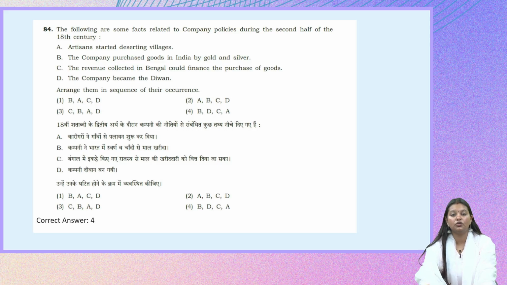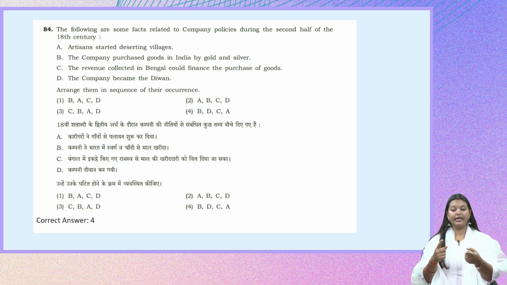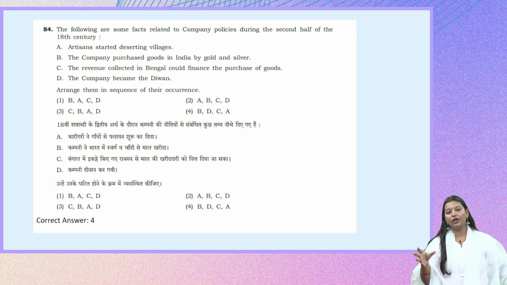The company purchased goods in India by gold and silver. Like I said, they were using their gold and silver in order to purchase goods in India. Then what has happened here is, they have become the diwans. After becoming the diwans, they started collecting the revenues in Bengal and were able to finance the purchase of goods through the revenue that was collected. And because of all this, the artisans had started deserting the villages. So the correct sequence would be BDCA, that is option 4. Moving on to the next question.